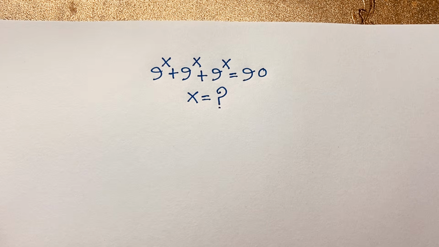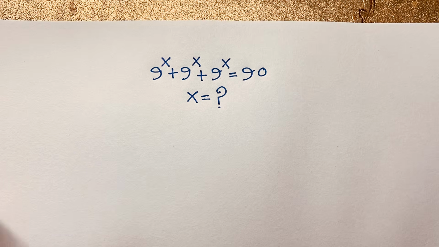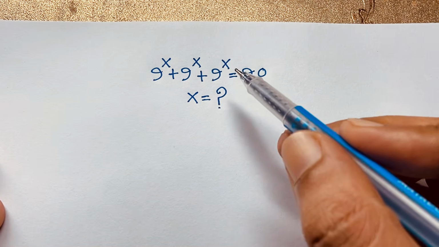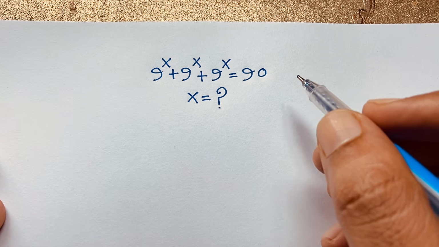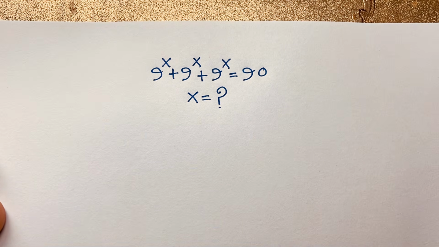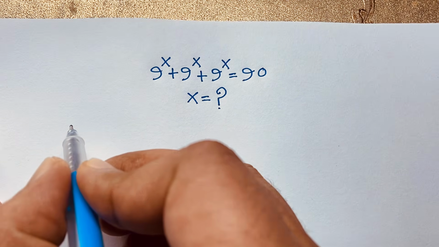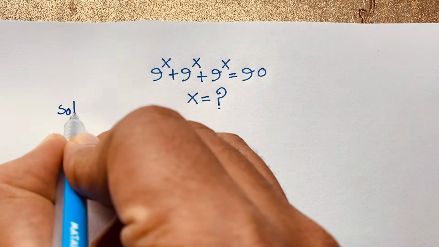Today we are going to solve an interesting exponential math problem: 9 to the power x plus 9 to the power x plus 9 to the power x is equal to 90. X is equal to what? How to solve this interesting math problem? So this is our math solution.